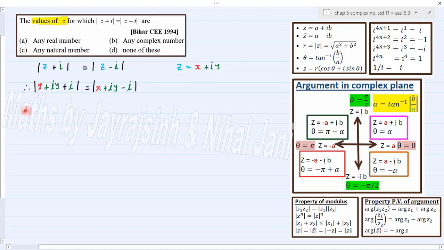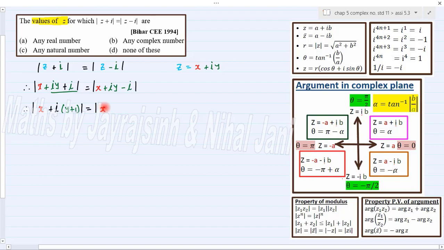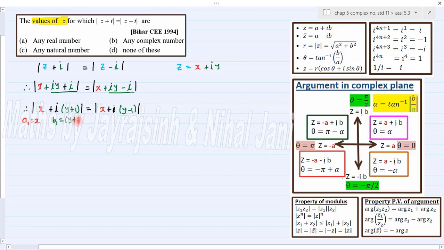Now, let's try to collect the real part as well as the imaginary part. Your x will be as it is, and taking i common from the last two terms will give us y plus 1. Similarly, on the right hand side, x will be as it is, and taking i common from the last two terms will give us y minus 1. So, on the left hand side, the real part is x and the imaginary part is y plus 1.